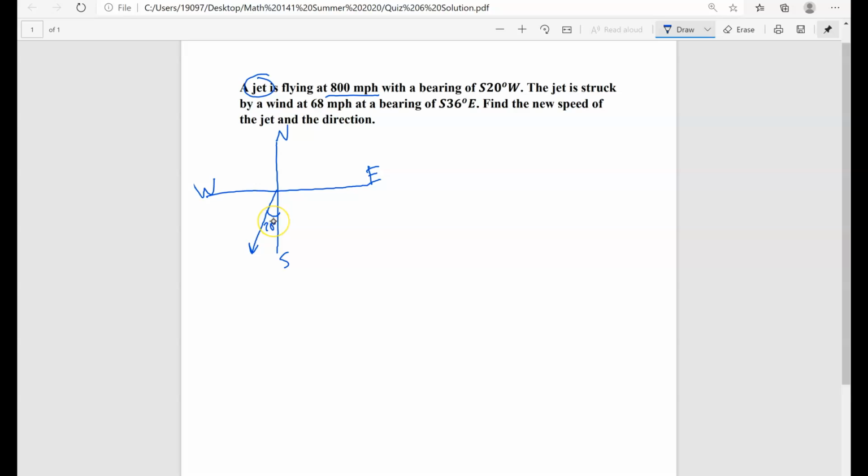Remember that the bearing is measured from the north-south line. This is going at 800 miles per hour. Okay, so this is for the jet.